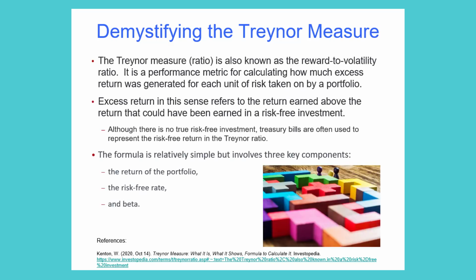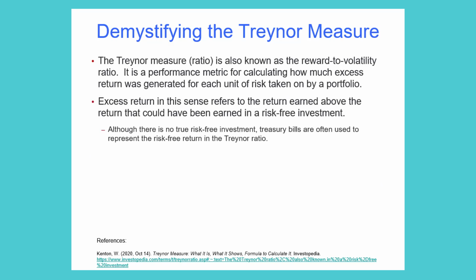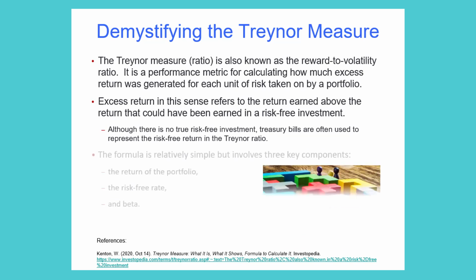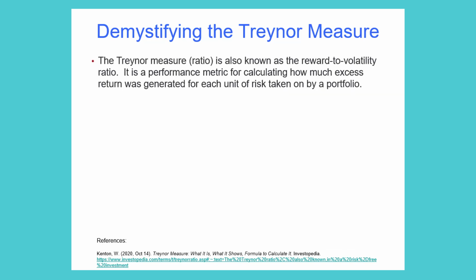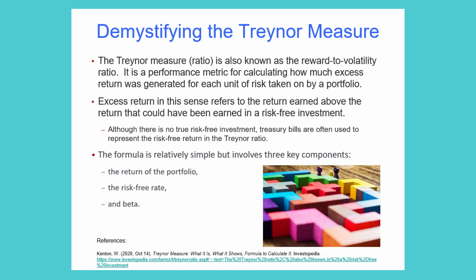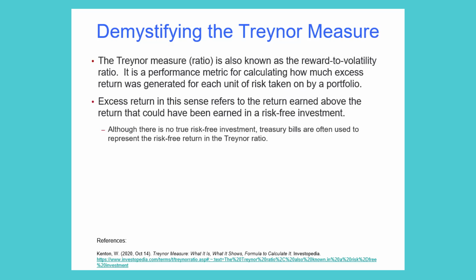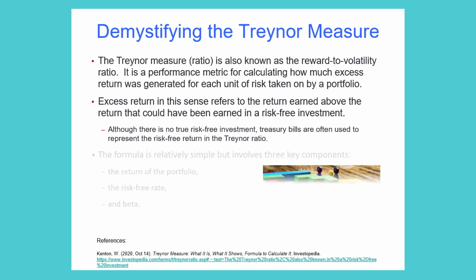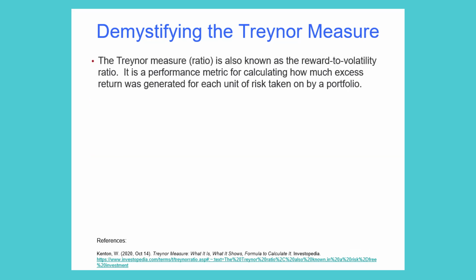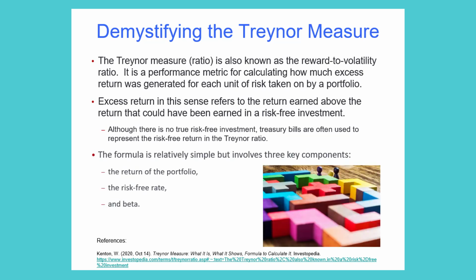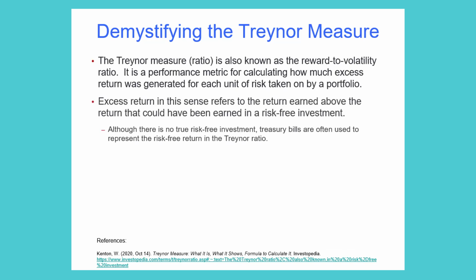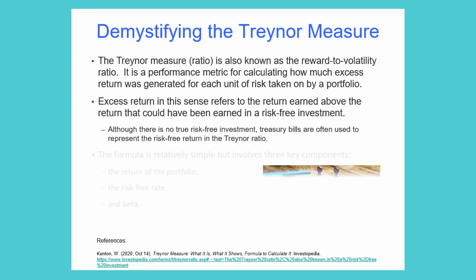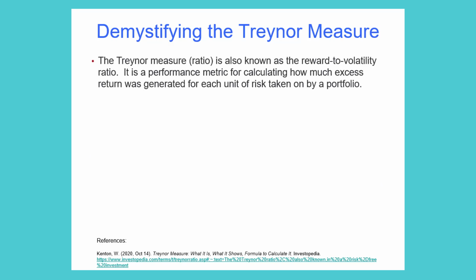Demystifying the Treynor measure. Let's talk about the Treynor measure, sometimes referred to as the reward to volatility ratio. At its core, this performance metric tells us how much excess return a portfolio earns for each unit of risk it takes on. This is incredibly useful when we want to compare portfolios with different risk exposures. So what do we mean when we say excess return? This refers to the return earned beyond what you would expect to receive from a risk-free investment. While nothing is truly risk-free, U.S. Treasury bills are often used as a practical proxy in this context.